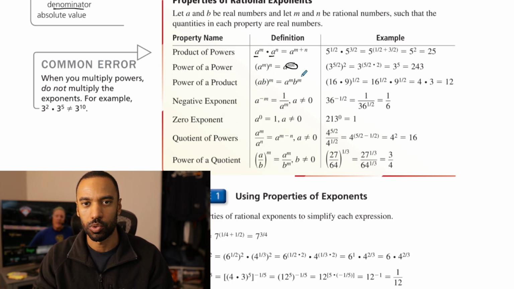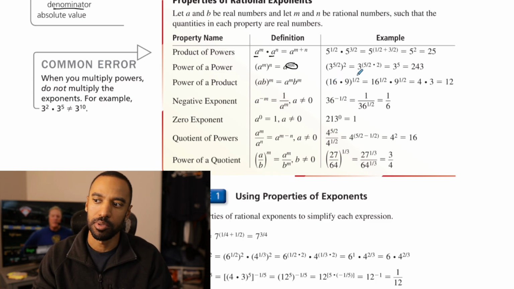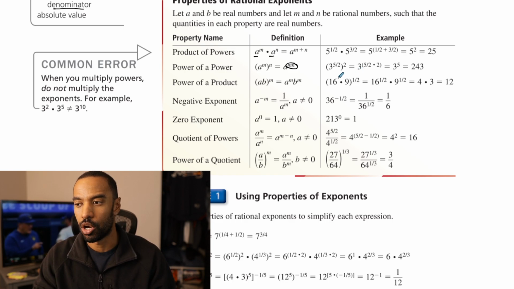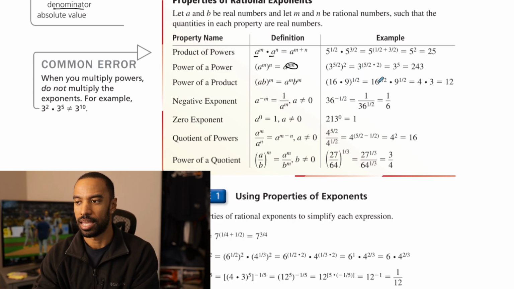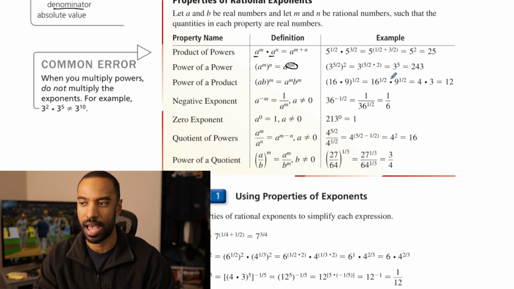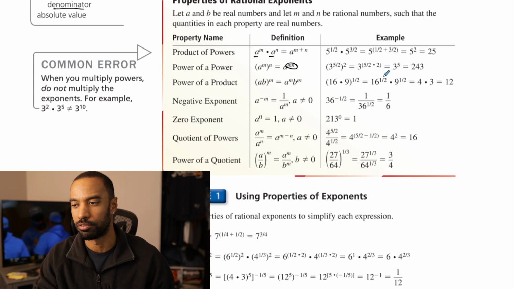A product raised to a power means that you raise both factors of the product to that power. So 16 times 9 to the 1/2. Maybe you don't know what 16 times 9 is, although it's 144. But maybe you didn't know what it was, or it gets something that's too big. Instead, raise them both separately to the 1/2. And remember, 1/2 means square root of.